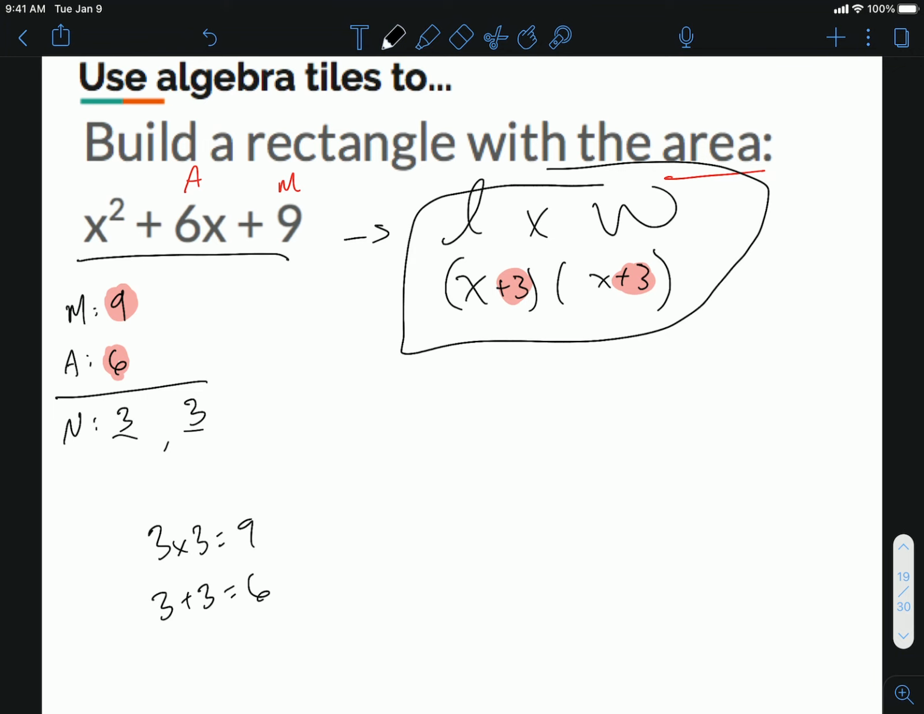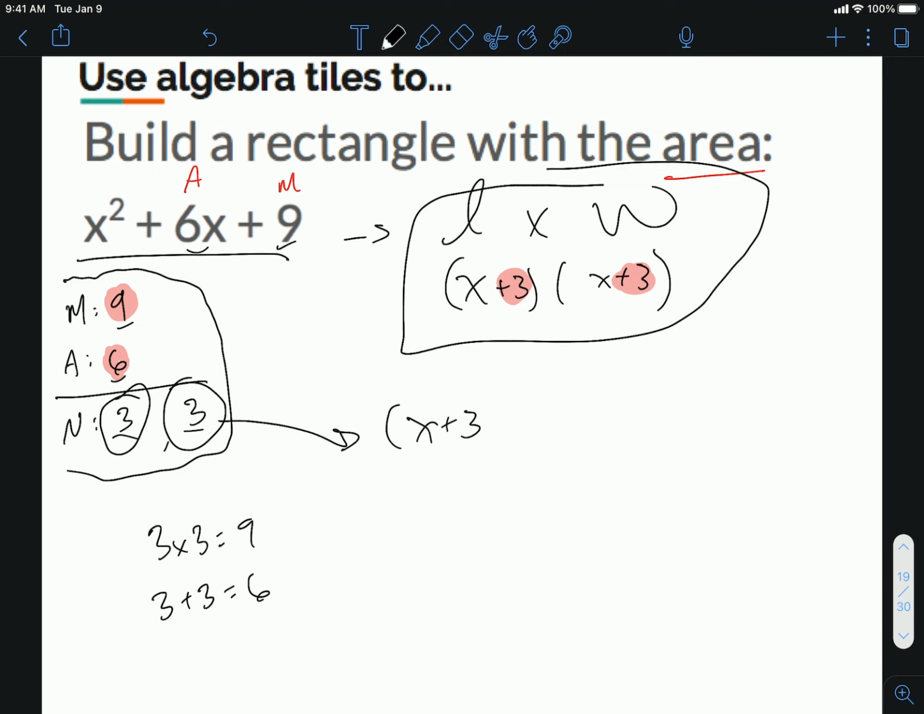Why can't we just do a little bit of thinking around these two numbers, which come from here and here, and find the two numbers that work, right? So you're going to see, okay, well, that's fine. As soon as you get these two numbers, you just go x plus 3 times x plus 3, and you're done. You get the same result. Okay, does anybody have any questions?